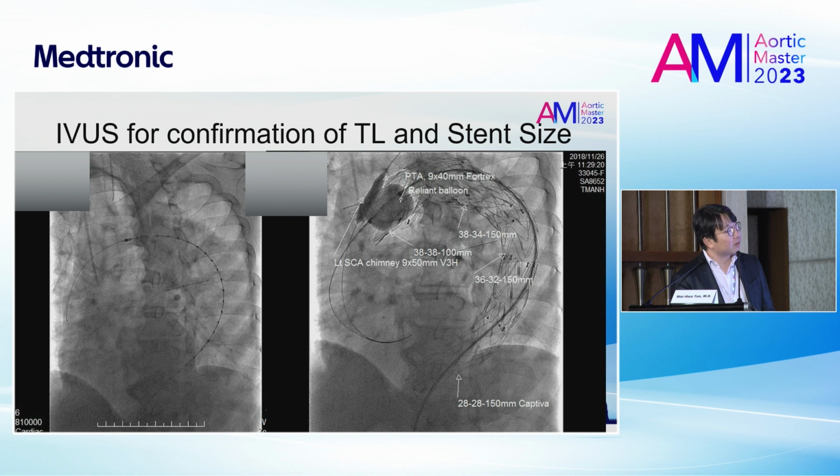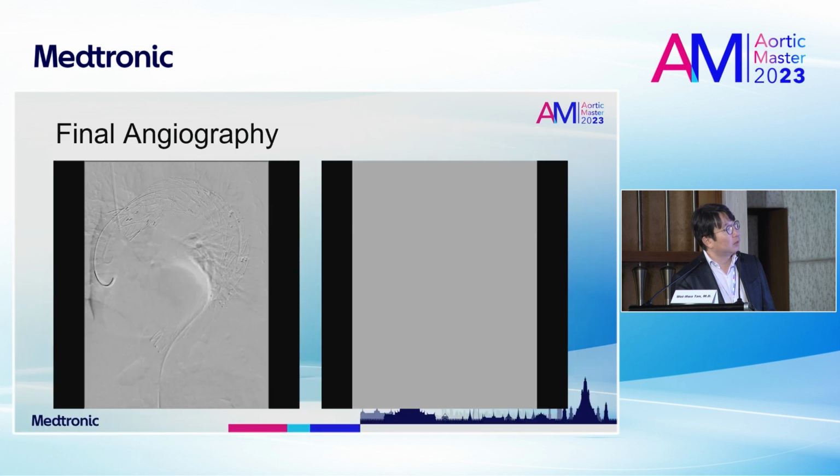So we use IVUS to make sure that we are in the true lumen, and we use the TEVAR stent to treat the arch and the proximal thoracic aorta. So this is the picture after we do the first intervention for this patient. Eventually we found that the true lumen was open after the initial TEVAR procedure.